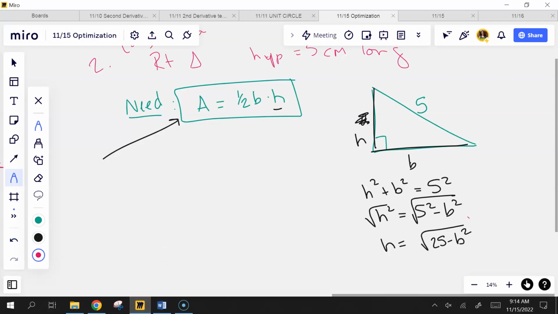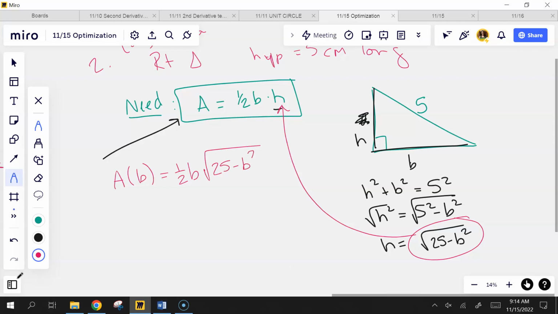And now I can take this and replace this. Replace not b, but h. Now I can write my area as a function of the base. 1/2 base times my h is now the square root of 25 minus b squared. Y'all okay?